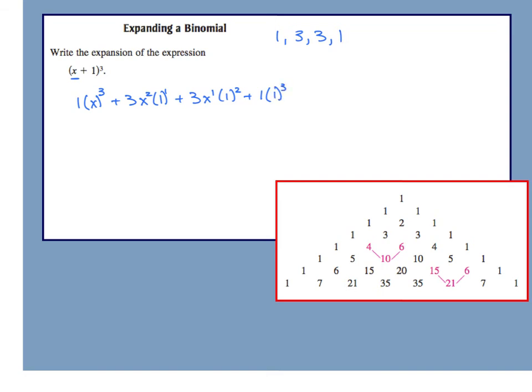All right. And then we just got to simplify it up a little bit. So my first term ends up being x cubed plus 3x squared, and then plus 3x, and then plus 1. All right, let's do another one.